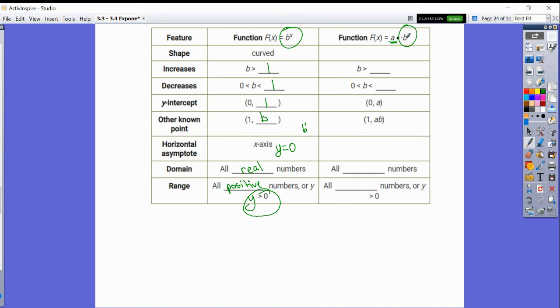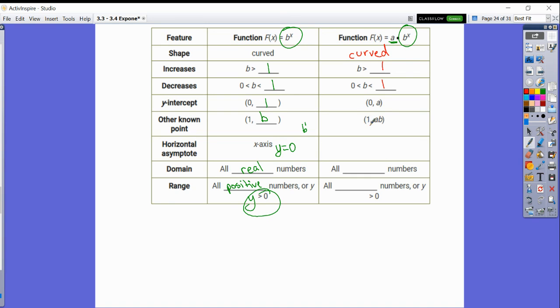So if we multiply it over here, it's still a curved shape. It doesn't really have a name. It's just an exponential growth curve. It still increases if b is greater than 1 and decreases if b is between 0 and 1. My starting point, my y-intercept, is now a because when I plug in a 0, this part is 1, and 1 times a is a. So whatever this number is will be my y-intercept.